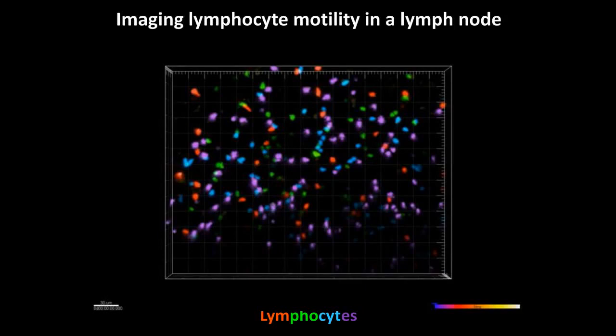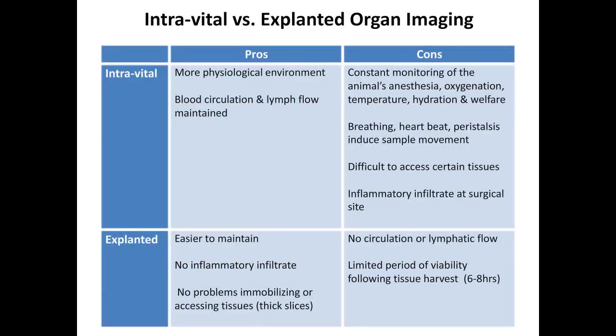But before that, I want to mention a little bit about the two main modes of imaging for two-photon. Typically, you will either image intravitally or using explanted organs. Each of these techniques will have some advantages and some cons. For intravital microscopy, the main advantage is that you are imaging in the most physiological environment, since whatever tissue or organ you might be imaging is still within the mouse, so it's still vascularized, you still have lymph flow. However, there are quite a few disadvantages to this technique, which make it more complicated.